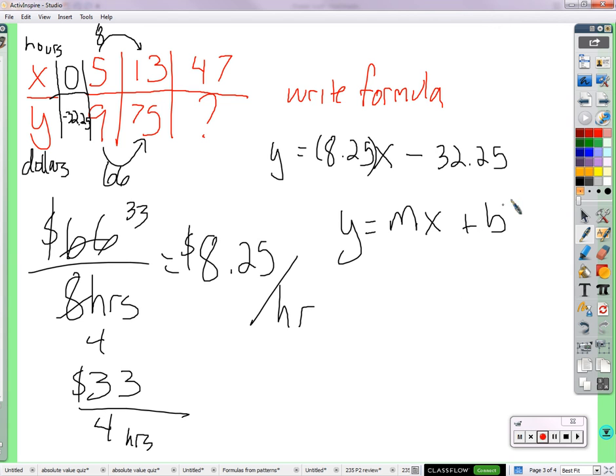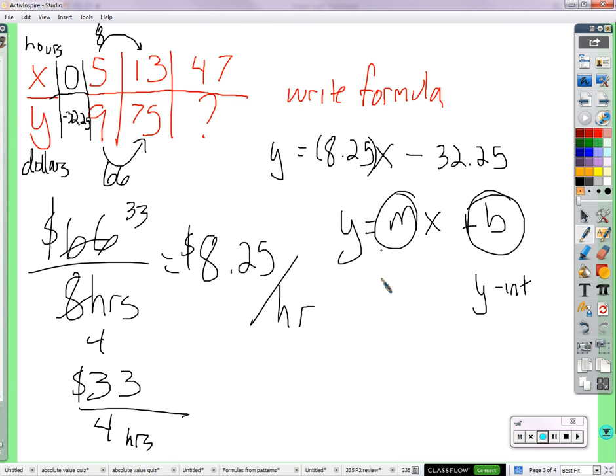Where this is our initial amount. It's how much money we had to start with. It's how many boxes we had before we did anything. It's our initial amount. It's our y-intercept. If I were to graph this, this guy right here would be right on the y-axis. Right there at hour zero, we have -$32.25.